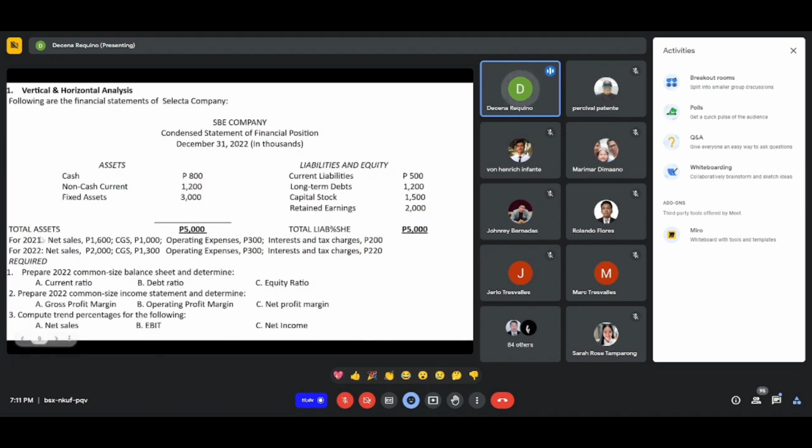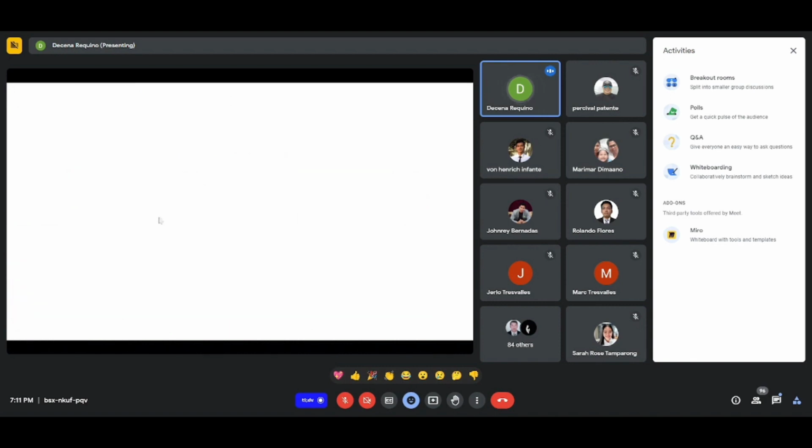And then meron ditong sinabi na for 2021, merong net sales na 1,600, cost of goods sold na 1,000, operating expenses na 300, and interest and tax charges na 200. Then for 2022, net sales na 2,000, cost of goods sold na 1,300, operating expenses na 300, and interest and tax charges na 220. So, sagutan muna natin yung number 2 and 3 kasi related siya sa vertical and horizontal analysis.